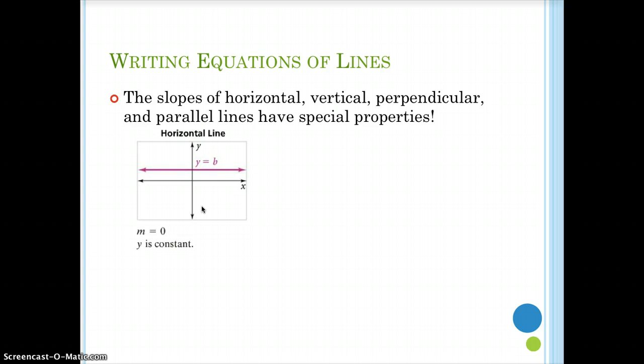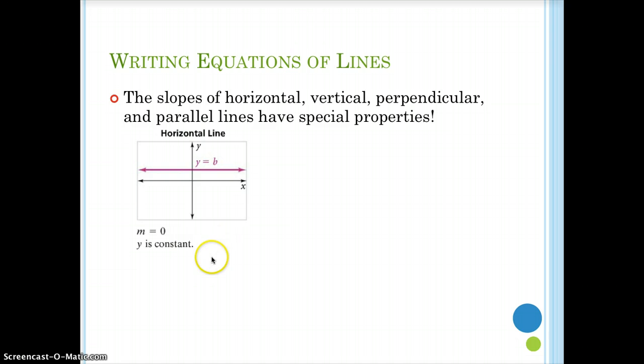If we were to graph the line y equals 3, for instance, all we would need to do is find 3 on the y-axis, mark that point, and then draw a horizontal line. And that's it.